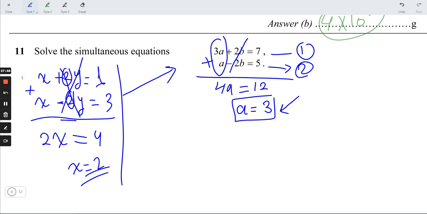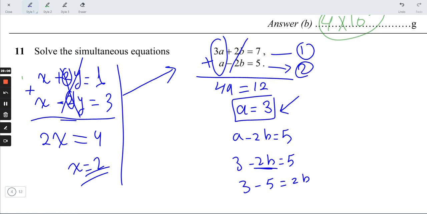So I will use equation 2, it's easy. So a minus 2b, to find the value of variable b. So a is 3 now, minus 2b equal 5. Here we are solving a simple two-step equation. So 3 minus 5 equal 2b.